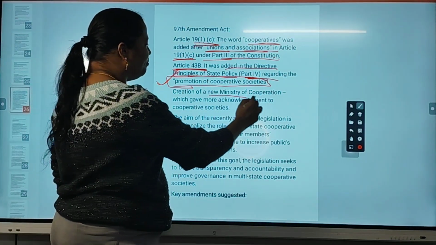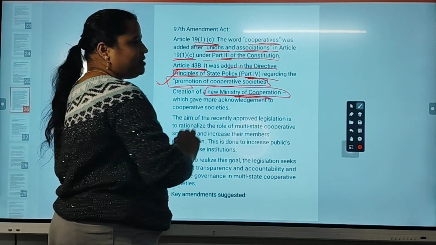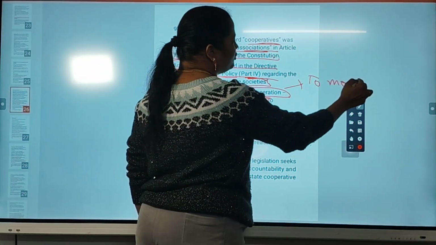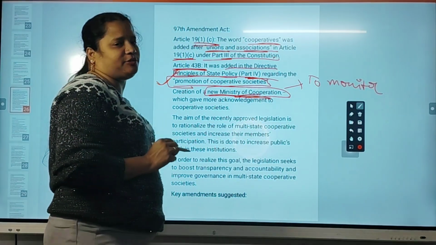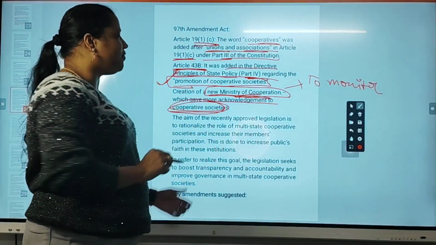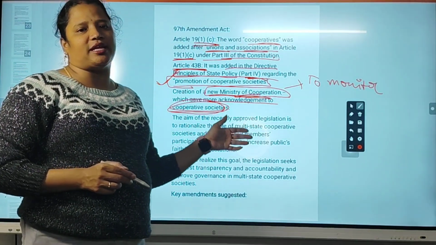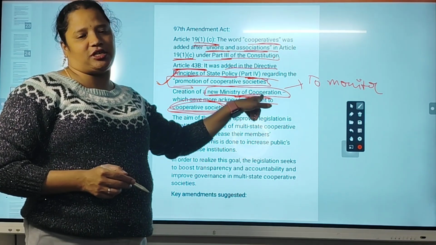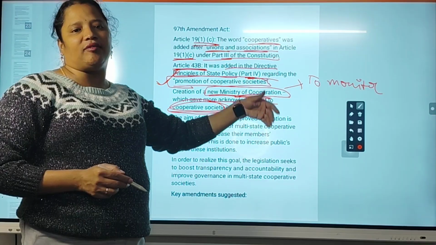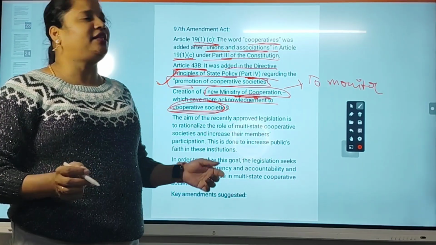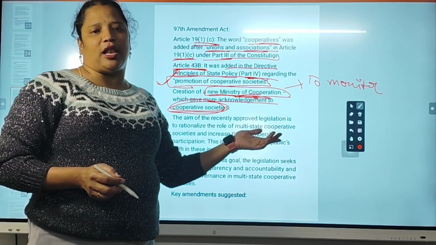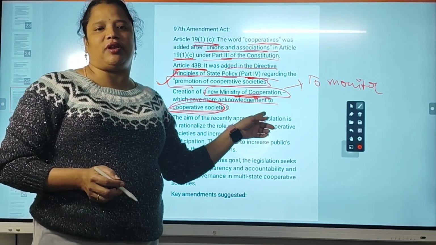And creation of a new Ministry of Cooperation. A new Ministry of Cooperation has been established to monitor the activities of cooperative societies. Okay, a separate ministry has been established which gives more acknowledgement to cooperative societies. So if one cooperative society has to be established, they have to take the permission of this Ministry of Cooperation. Once they take the permission, they can establish the cooperative society, and whatever transactions happen within the society, they have to inform the Ministry of Cooperation from time to time. If they need any sort of help and feedback, this ministry will help out.